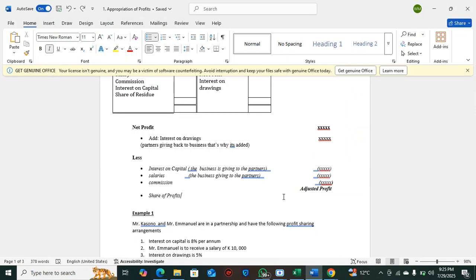If you're active, you even get more, because you get your salary and you also get a share of the profits. If there's a commission, you also get a commission and also interest on capital.